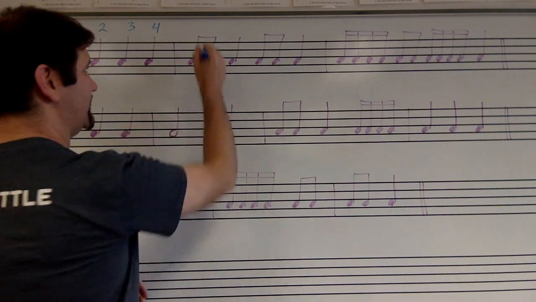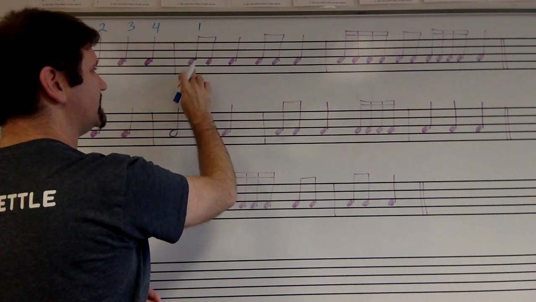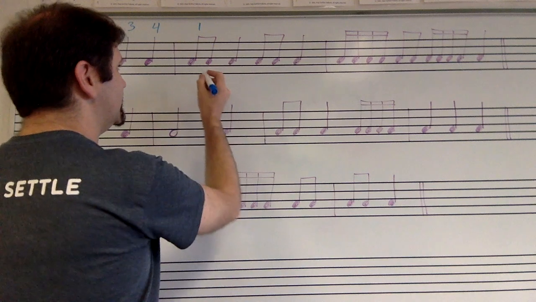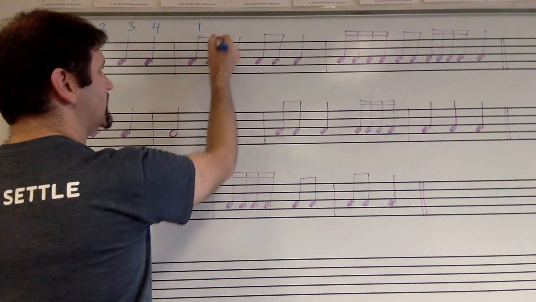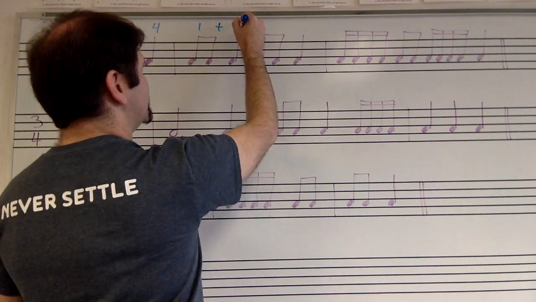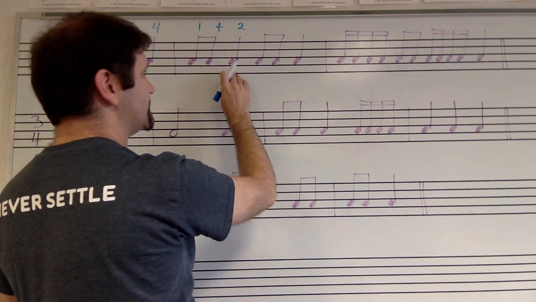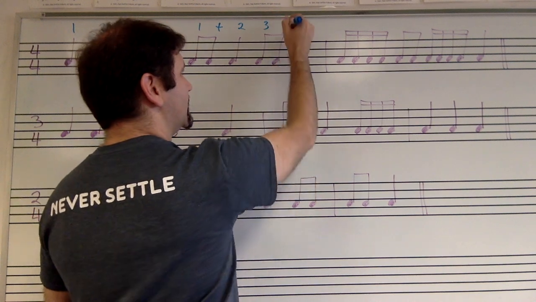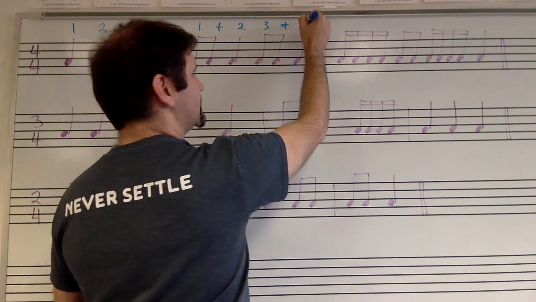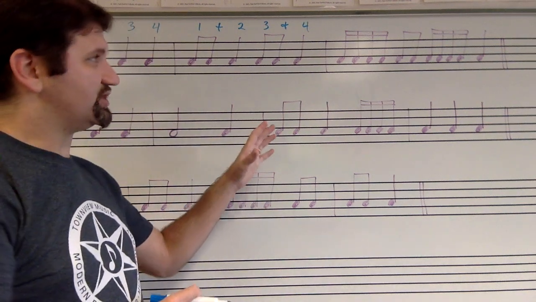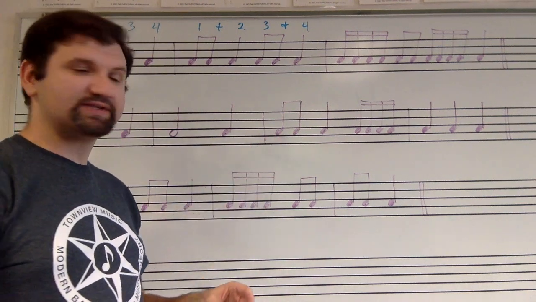Now we're looking at a mixture of eighth notes and quarter notes. Each pair of eighth notes will take up an entire beat, but that means that the second one needs something other than a number. This is going to be 1. This is going to be and. 2 takes up the entire beat. Then we have 3 and 4.